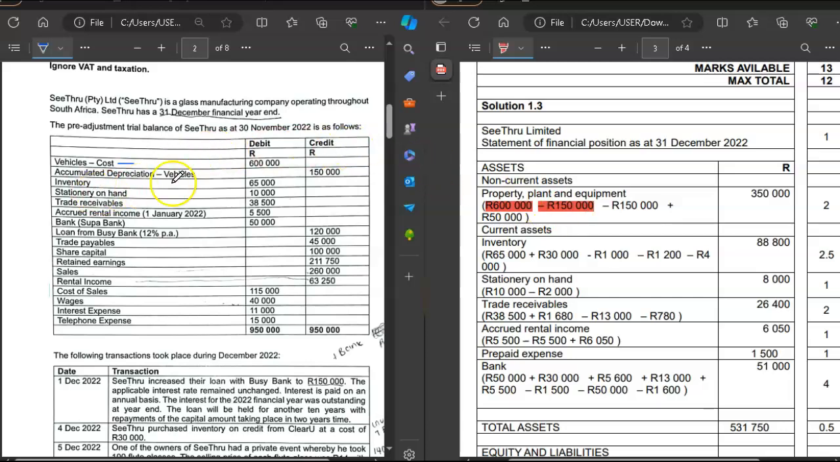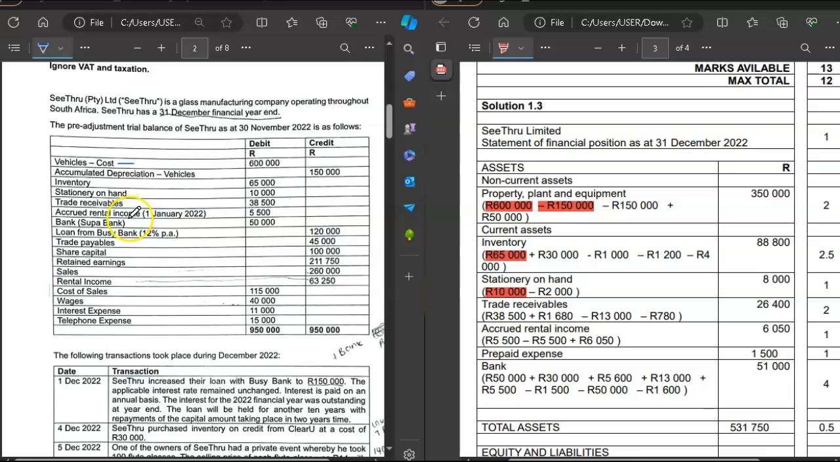The next one is inventory. Inventory is a current asset. So you go to current assets. Now just know you have to draw all this up. So you have to draw the current assets, the non-current assets and all, right? So you go to the current assets section. You put inventory down and you put the opening balance at 65,000. Perfect. Stationery on hand. Stationery on hand is a current asset. So it's 10,000. So you go to stationery on hand and you put 10,000.